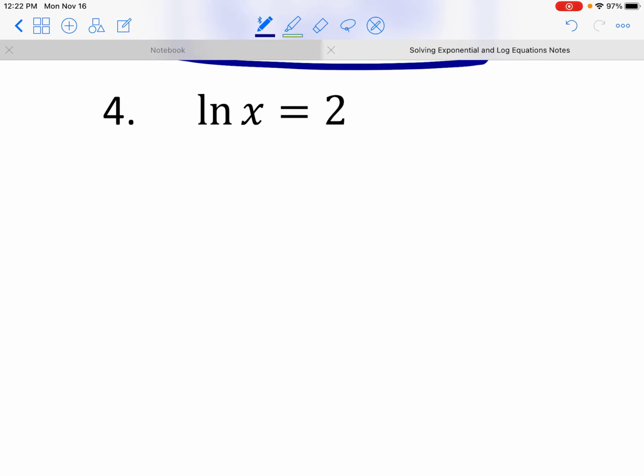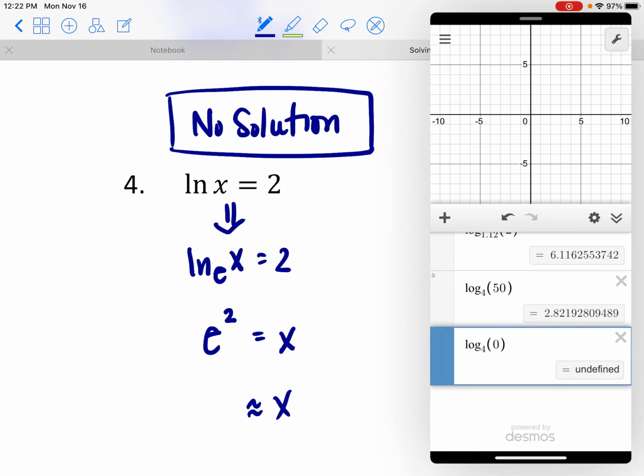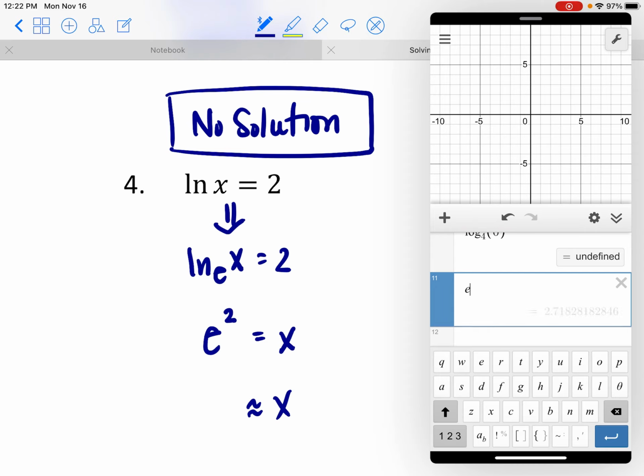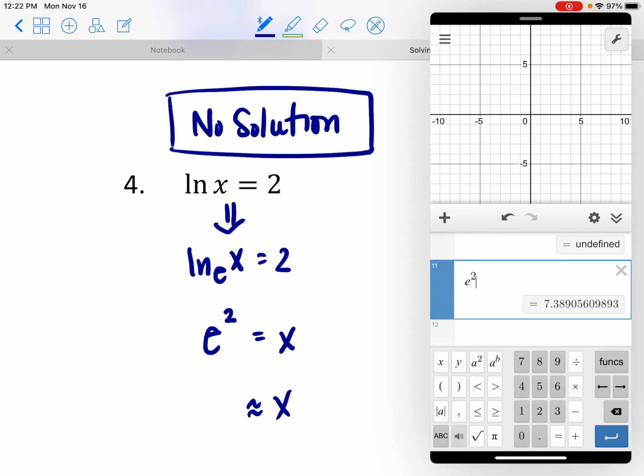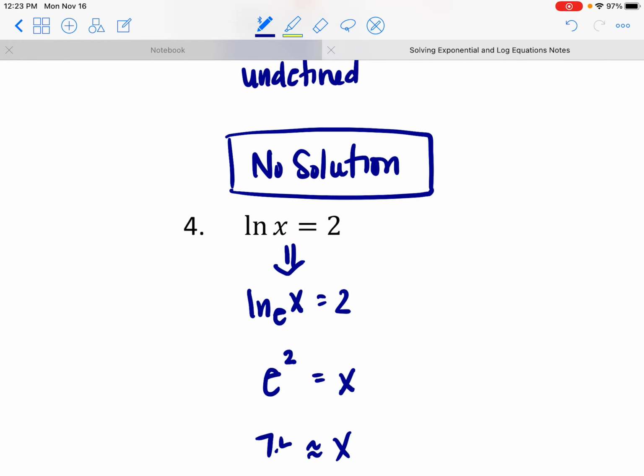Or here, this does require you knowing that the natural log is base e. So if we have the natural log of x equal to 2, this is the same thing as log base e of x equal to 2. When you rewrite this, it's e squared equal to x. Once it's rewritten, x is solved for. So we just need to figure out the value of e squared. We're going to put e squared into Desmos, and it's going to tell us that that's about 7.4.